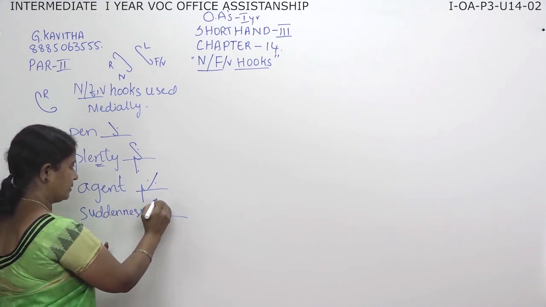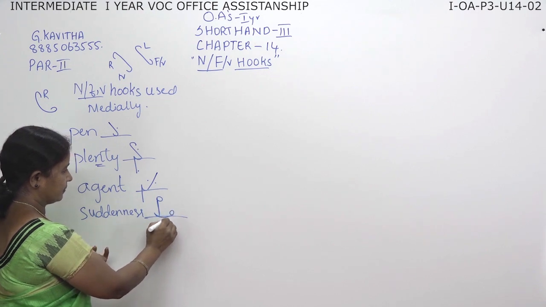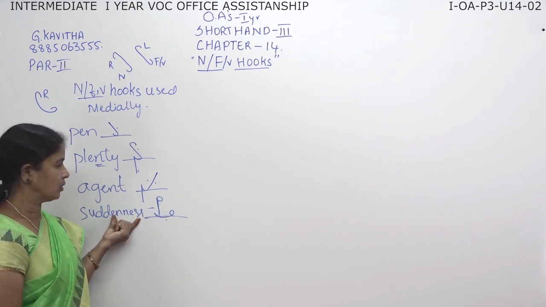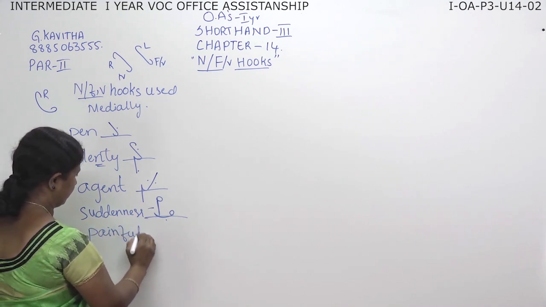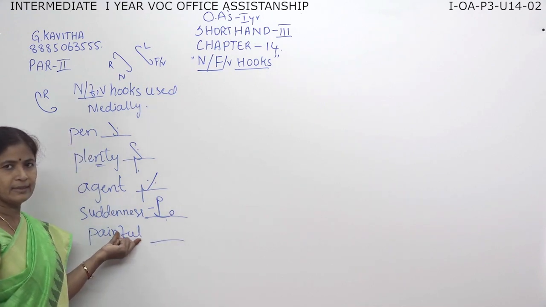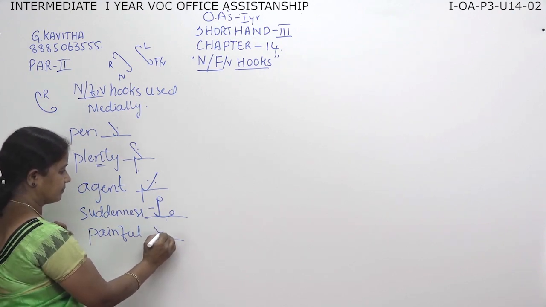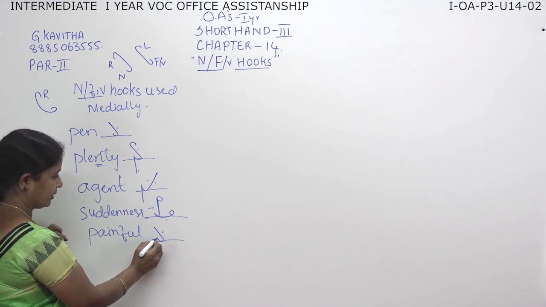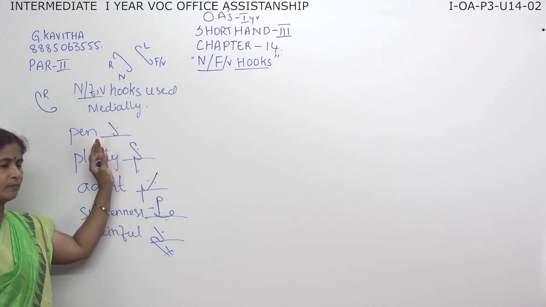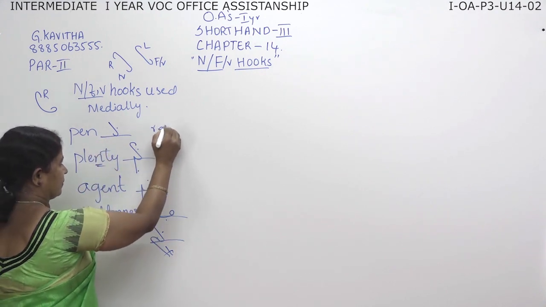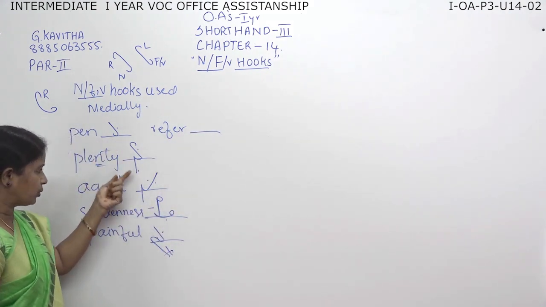Suddenness. Circles. B, N hook, N circles. Suddenness. Okay. Painful. Can we write painful? Can write pain. Painful. Can we write L hook like this? We don't write. So sometimes, now refer. We'll see to this later on. Okay. Refer. This is N hook used medially.